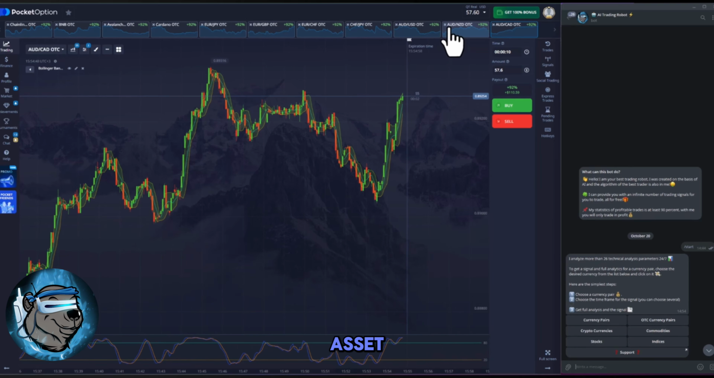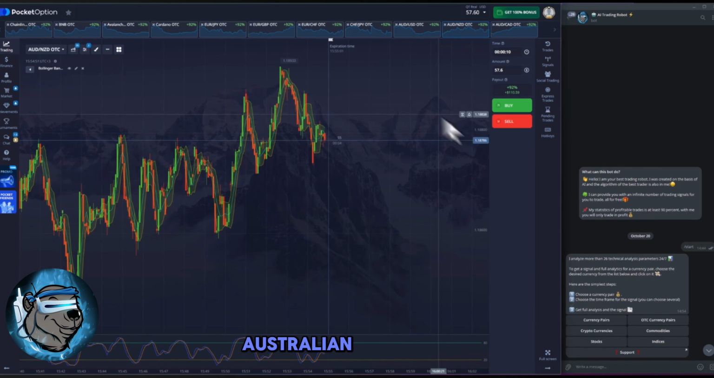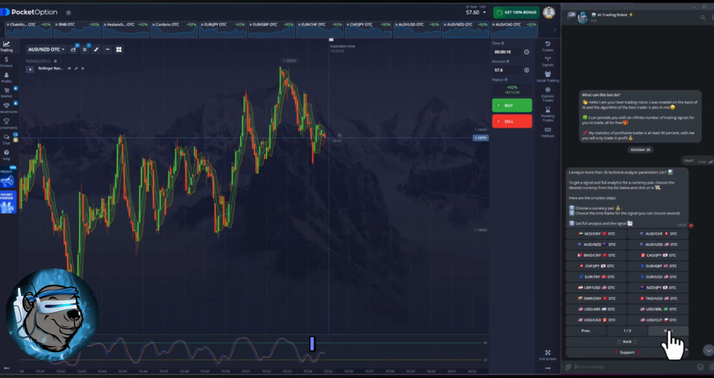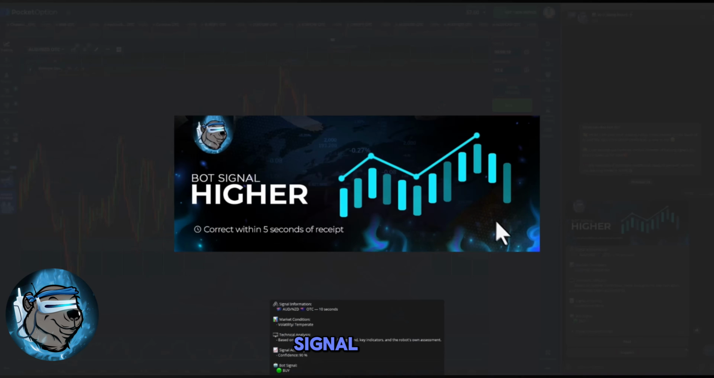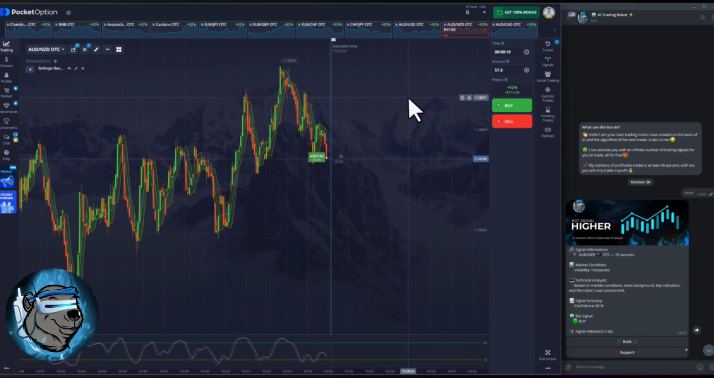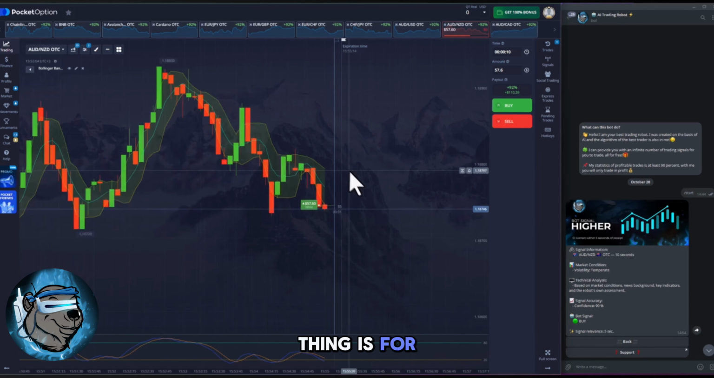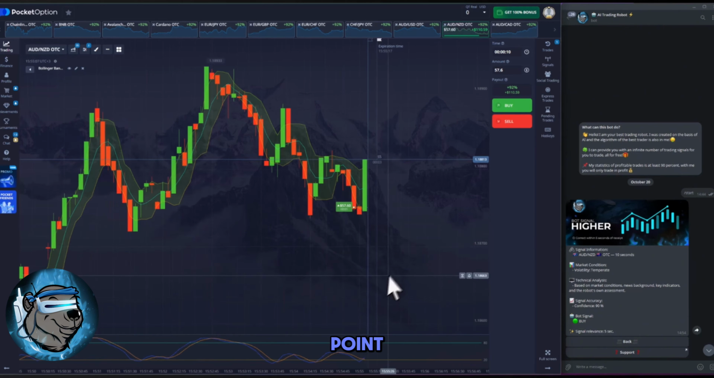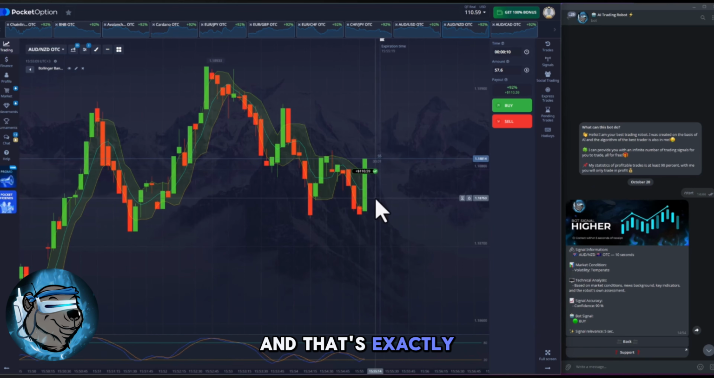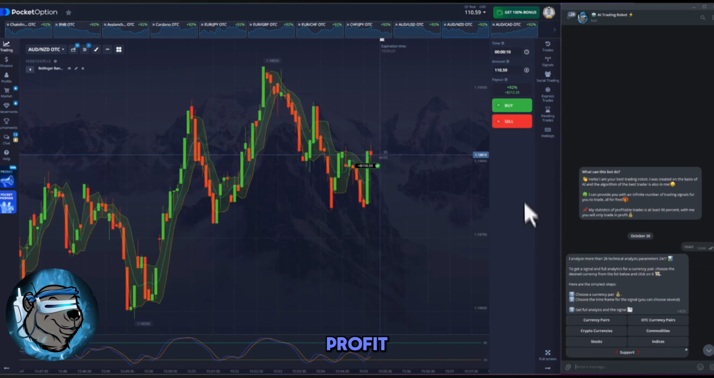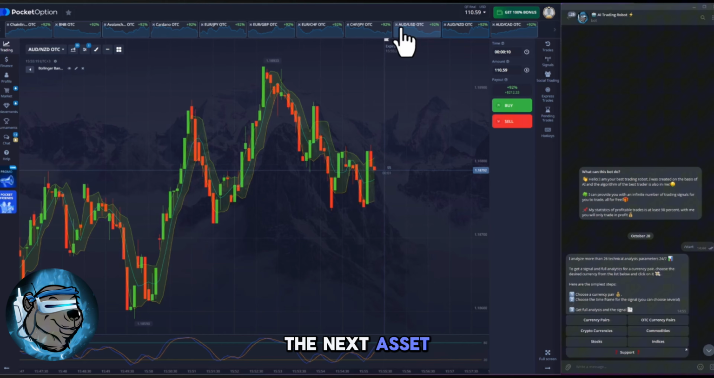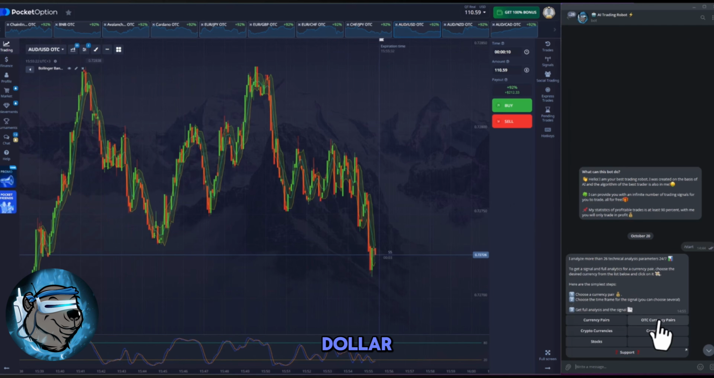I'm moving on to the next asset, Australian dollar and New Zealand dollar. I find this asset and request a signal for 10 seconds. According to the signal, I need to open a buy trade. I immediately open a buy trade after receiving the signal. Now the main thing is for this trade to close above the entry point. And that's exactly what happens. The trade closed above my entry point, and that means I make a profit on the second signal provided by the trading tool. The next asset will be the Australian dollar and the US dollar.